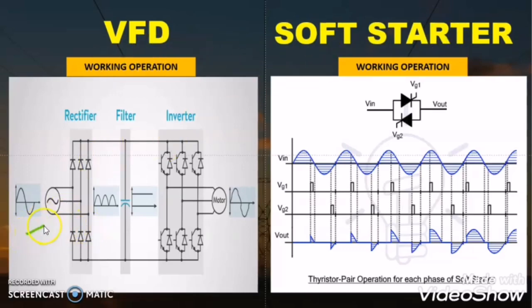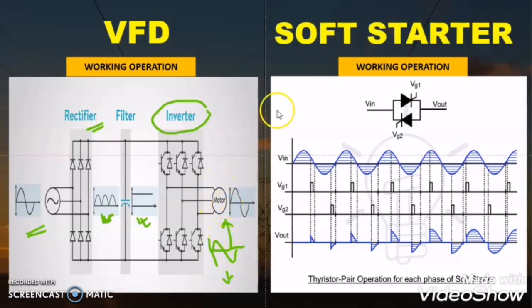In VFD, we give three-phase AC supply as input, and then inside the VFD, the rectifier section will convert this three-phase AC supply into pulsating DC. In the filter section of the VFD, this pulsating DC is converted into steady DC. And again in the inverter section, we get a controlled AC supply where the voltage and frequency are as per our desire. And this controlled AC supply we give to the motor in order to control the speed of the motor.